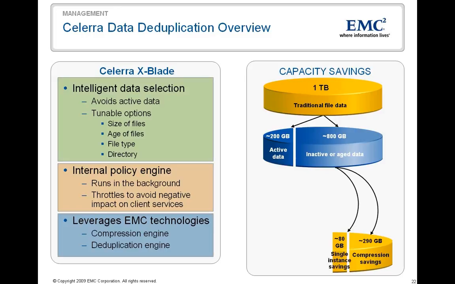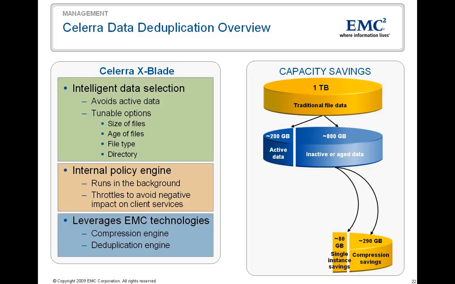So if you notice, I started with the 1 terabyte file system. The 200 gigs, 800 gigs refers to active data versus inactive data. And again, that's going to be a key trigger because we don't necessarily want to single instance and compress data that's very active, because there is a time delay when you look at that file and need to make modifications because it's compressed. It needs to recompress and basically put it back into that active data slice here.